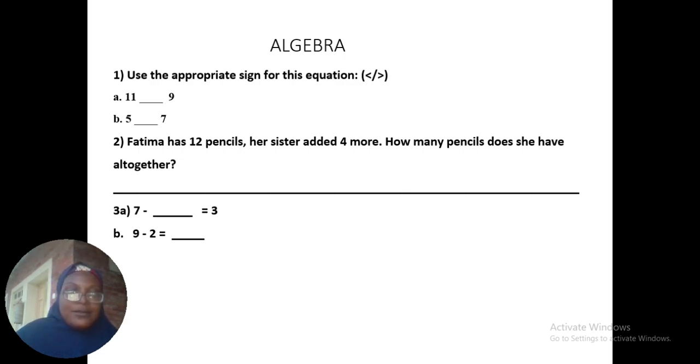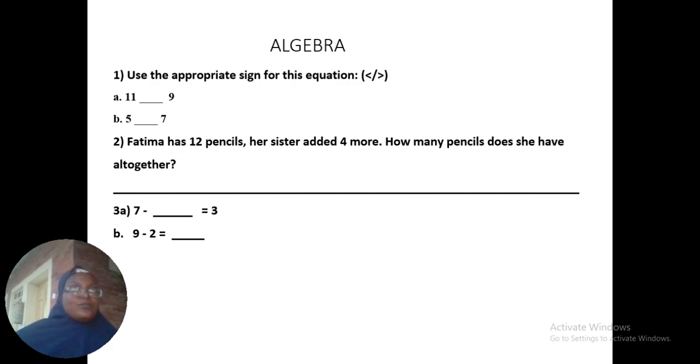So we also talk about ordering of numbers using greater than or less than. For instance, you have 7 and 2, and you're asked to put the correct sign there. Definitely you know 7 is greater than 2.